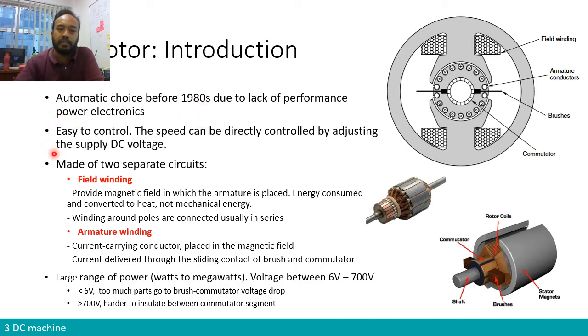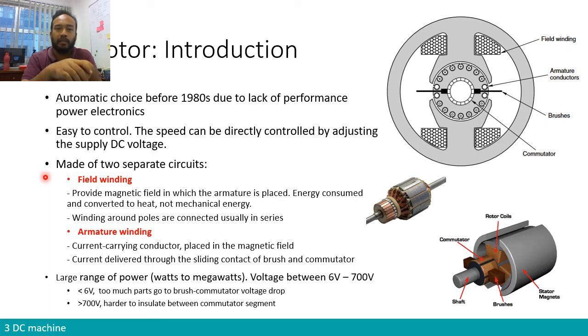So as I mentioned, it's very easy to control. The speed can be directly controlled by adjusting the supply voltage. We'll see later its equivalent model. So in terms of topology, what is this DC motor or DC machine made of? Electrically, it's made of two separate circuits. So we're going to talk about the construction of the machine electrically.